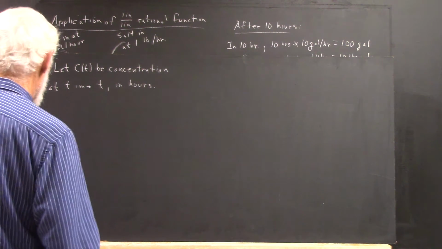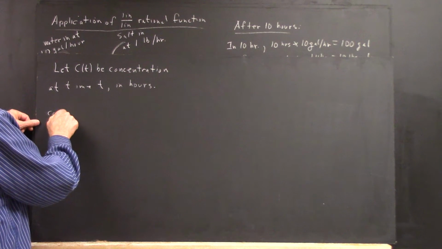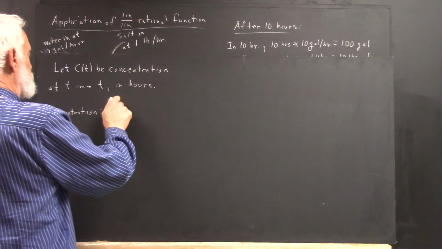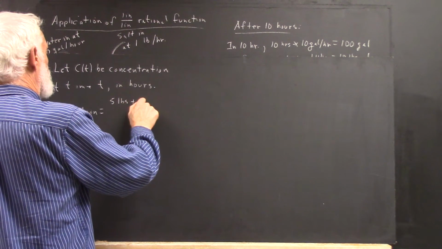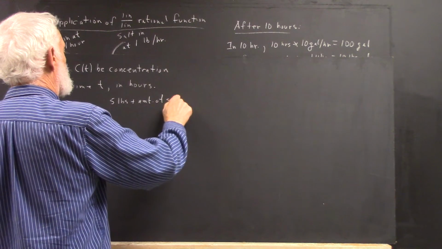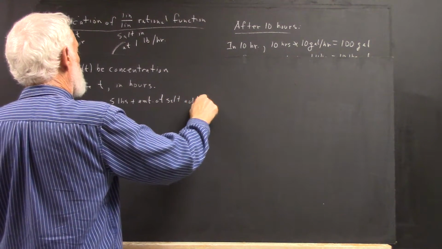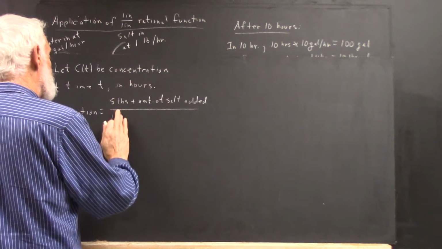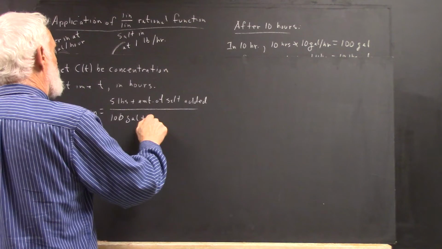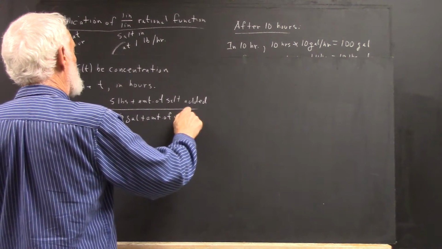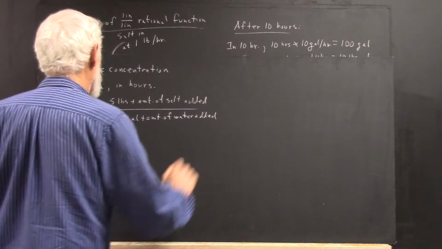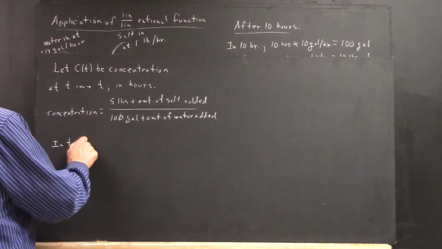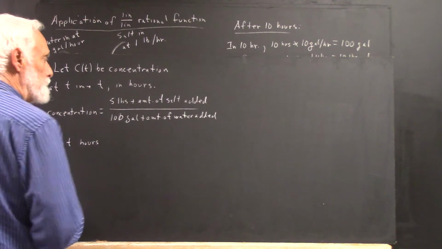Okay, now what we saw previously is your concentration equals the amount of salt plus the amount of salt added, divided by 10 pounds, 100 gallons, plus the amount of water added. So, in T hours, how much salt is added?